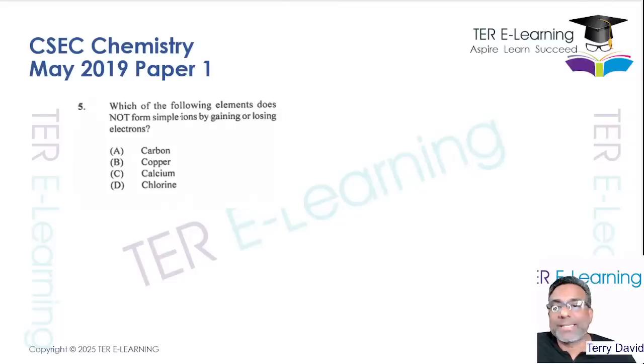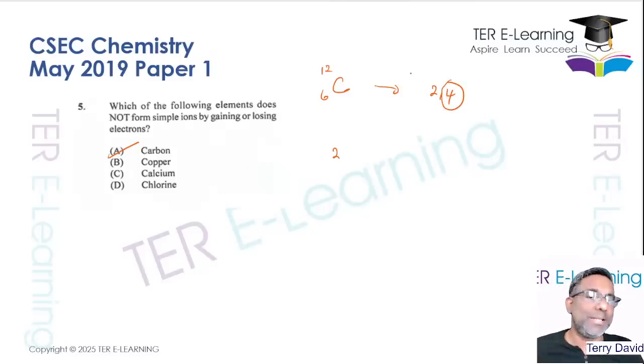So people are saying the answer is carbon. Yes. Carbon is 12,6. This electronic configuration here is 2,4. Carbon belongs to group 4. Because of these 4 electrons here, carbon does not easily form ions by gaining or losing electrons. What happens here is that carbon is able to form covalent bonds. So the answer is going to be A for number 5.